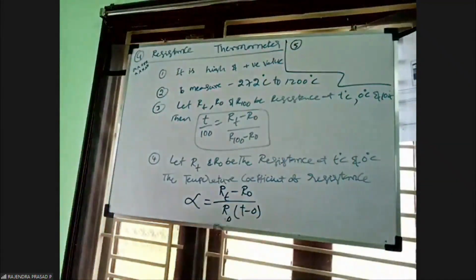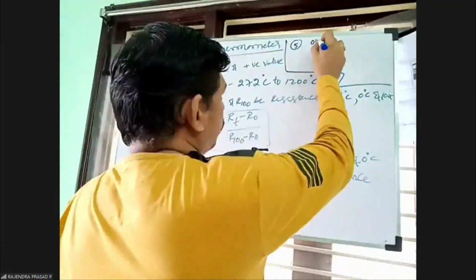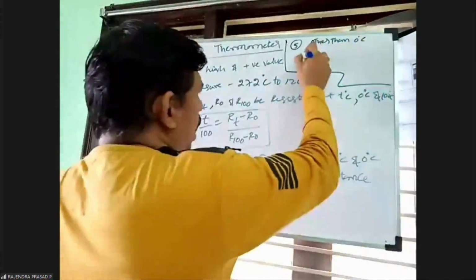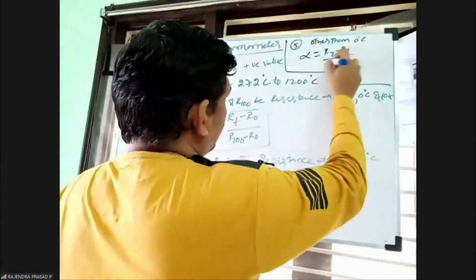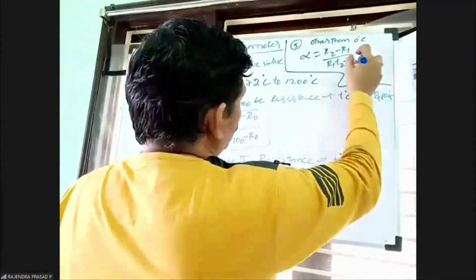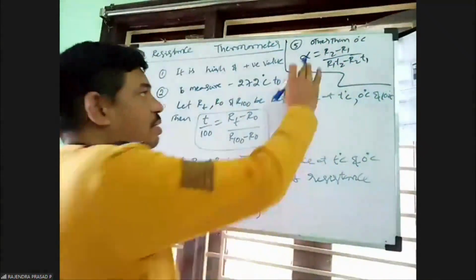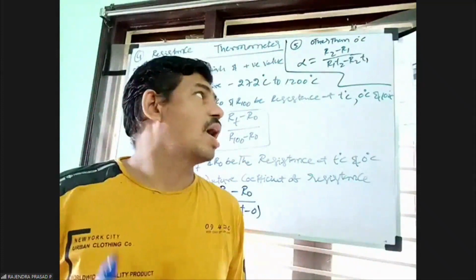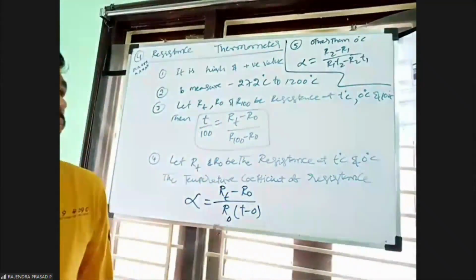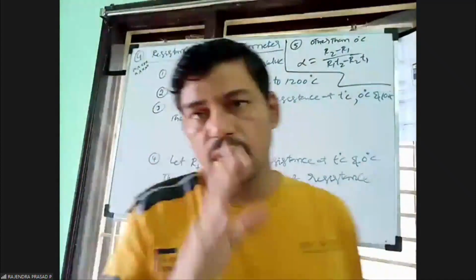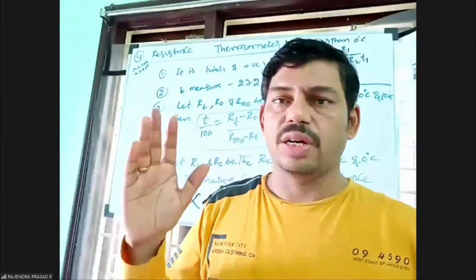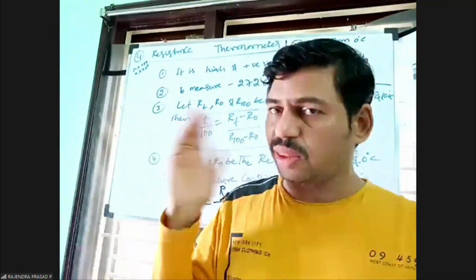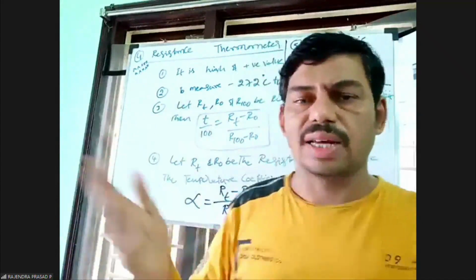Other than 0 degrees, alpha equals (R2 minus R1) by (R1 T2 minus R2 T1). Let R1 and R2 be the resistance at T1 degrees and T2 degrees, other than 0. For example, 60 degrees and 40 degrees, or 60 and 80, any temperatures other than 0.